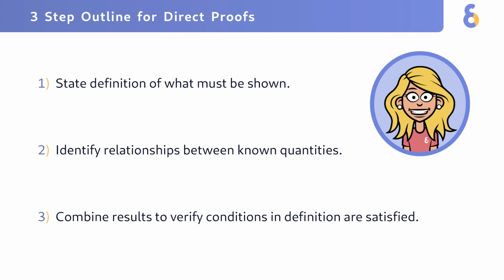We start by stating the definition of what must be shown. Then we identify relationships between that definition and other known quantities. We conclude by combining these relations to verify the properties in the definition hold. That is a general way to think about it. Now let's make it more concrete for introductory sequence proofs.